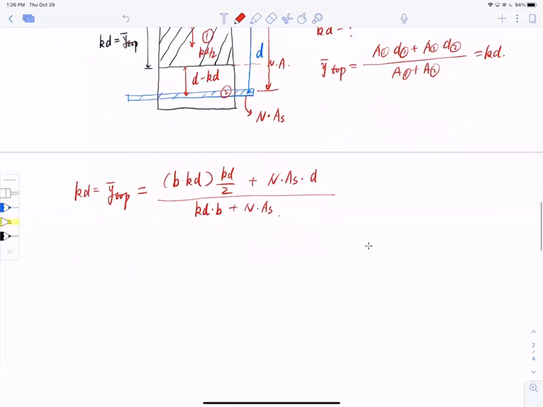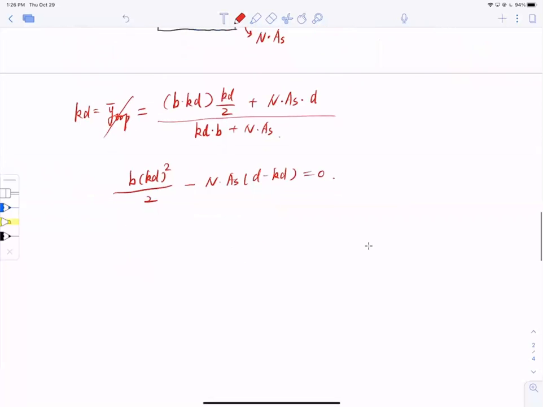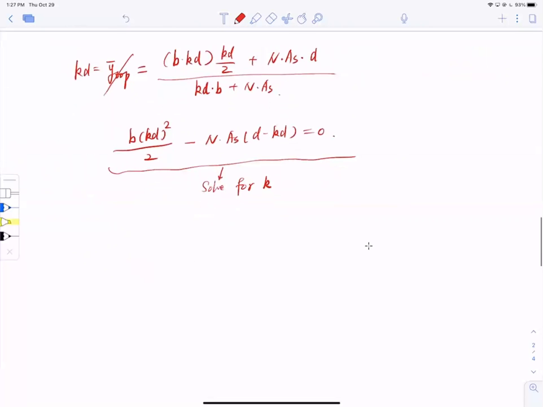And now with this, I can manipulate it. Essentially, I can convert this equation, take this Y top variable out. I just have B KD squared divided by 2 minus NAS multiplied by D minus KD equal to 0. So I just have to solve for K, and I can get my KD. And to solve for this, I want to make it easier. Let's substitute the reinforcement ratio, remember rho equal to AS divided by BD, and also N equal to ES over EC.